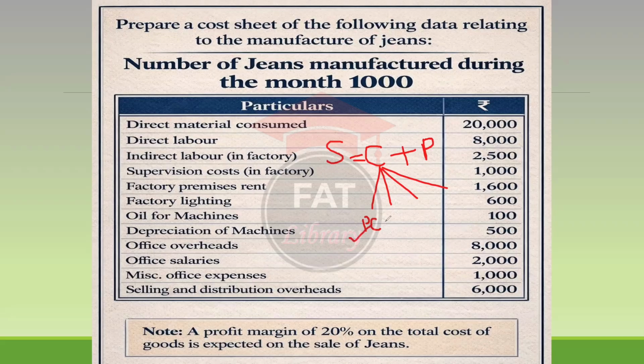After calculating prime cost, we add certain factory overheads or works overheads, and if we add works overheads or the factory overheads with prime cost, we will get factory cost, or we can call it as a works cost. And then you can add office and administrative overheads, you will get cost of production, right? And if we add selling and distribution overheads to this cost of production, we will get total cost, or we can call it as a cost of sales, right? So let us see the solution now.